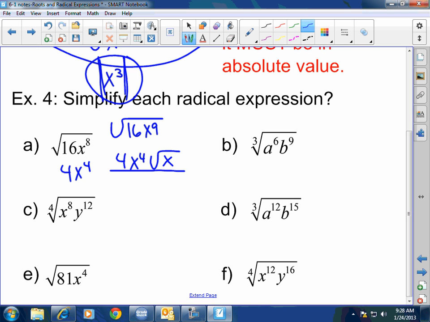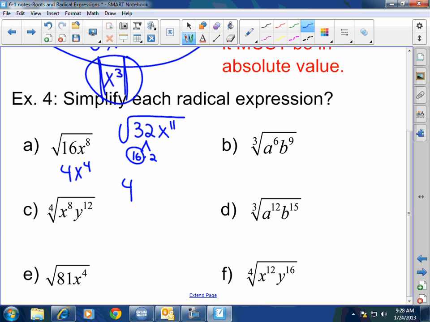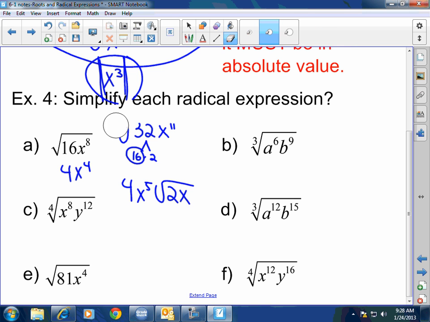Let's go a little bit further. Let's say I told you the square root of 32, and let's say x to the 11th. Okay, 32, this is 16 times 2. So I know that 16 is a perfect square, so I got 4. 11 divided by 2, that comes out 5 x's. But what's left over that I couldn't pull out? 2 and 1 x. So all leftovers stay inside the radicals. Does that make sense, guys? That helps a little bit. Okay, good.